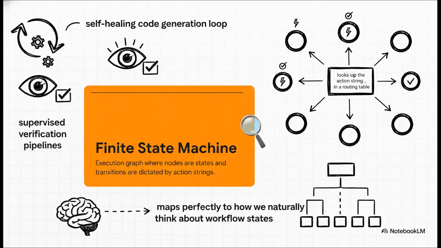The second pattern is a finite state machine, or FSM, analog. Basically, your execution graph treats each node as a distinct, isolated state. The routing logic is not hard-coded into the nodes themselves. Instead, when a node finishes its work, it just returns a simple action string, like success, fail, or needs_review. The parent orchestrator then checks that string against a predefined routing table to figure out exactly which node fires next. This is a brilliant way to build self-healing code generation loops or supervised human-in-the-loop pipelines, because the routing perfectly maps to how we naturally think about workflow states.